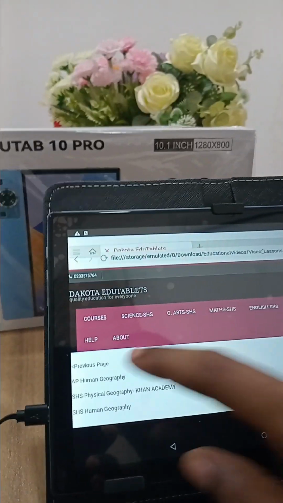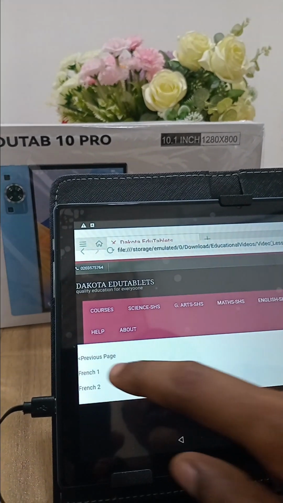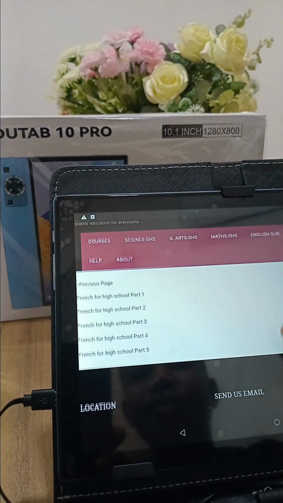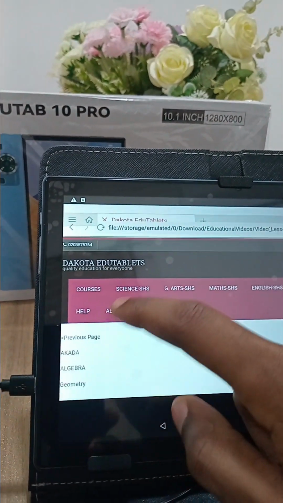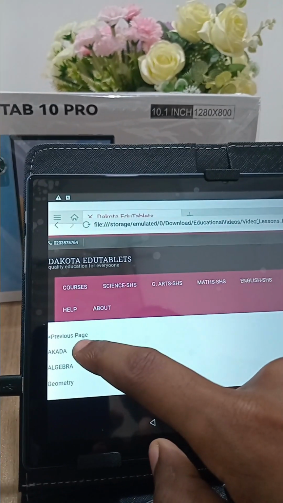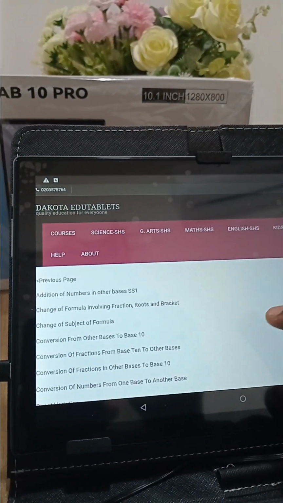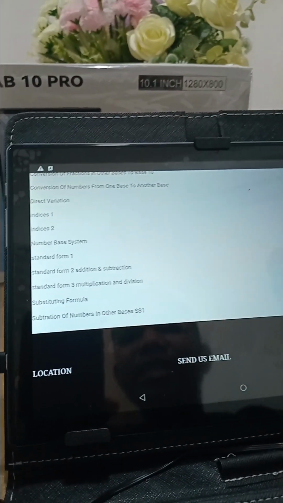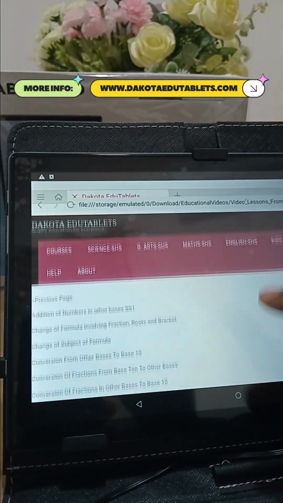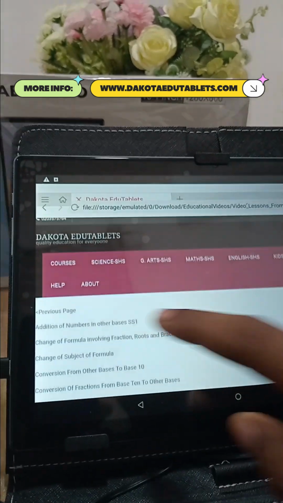All right, so we are done with the geography, the French aspect too, French 1, French 2. Then you move on. Let's come to the math. For the math, we have core math and e-math. When it comes to the core math, we have the Acada folder. When you open it, addition of numbers in other bases, conversion from other bases to base 10, indices, number-based system, standard form, all of them here, and so many other important videos.